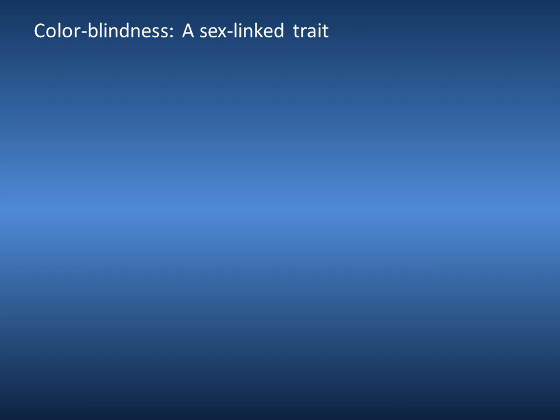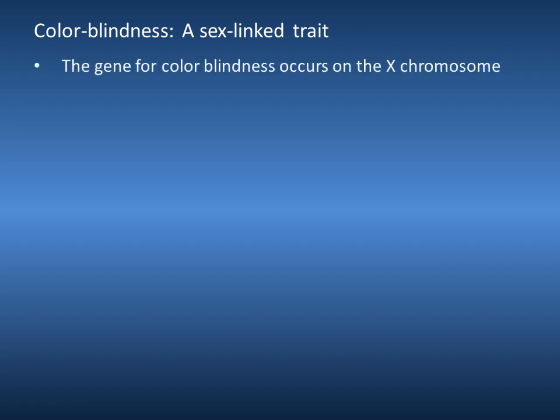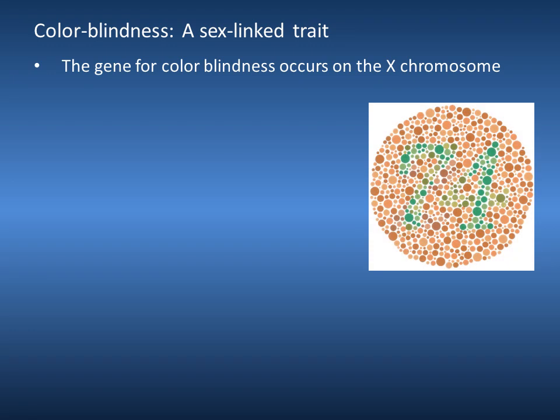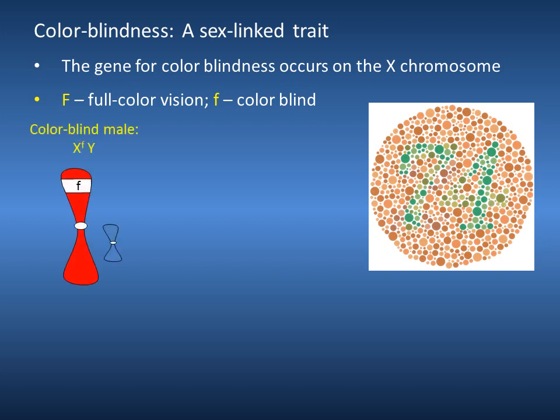Color blindness is an excellent example of a sex-linked trait, and the gene for color blindness occurs on the X chromosome. Now, colorblind individuals would have a hard time seeing the number 74 in this image, and there are different ways of being colorblind as well, different variations of it, and some might see a different number here or no number whatsoever. Now we're going to use the letter F to denote the color vision allele. So full color vision would be a capital F, a dominant trait. Colorblind is a recessive trait, using the lowercase f.